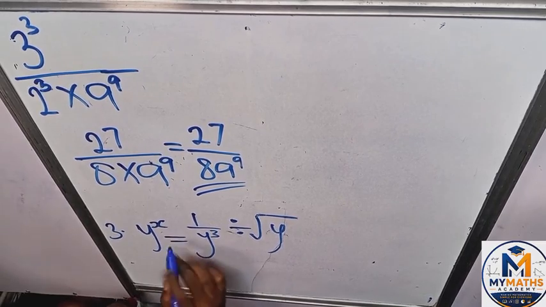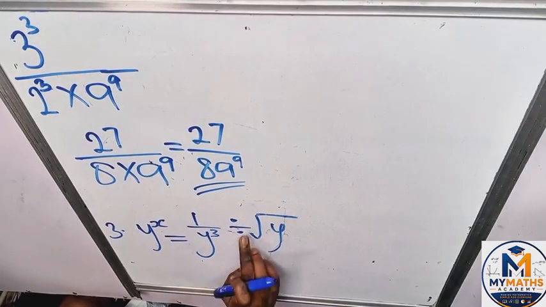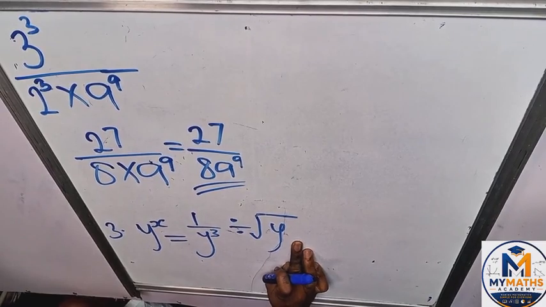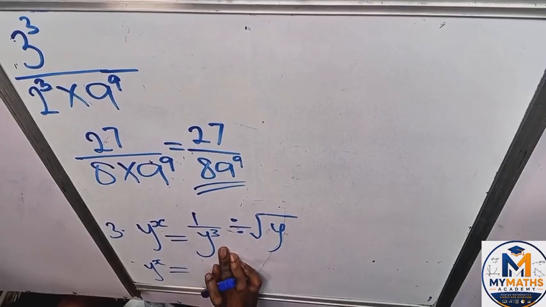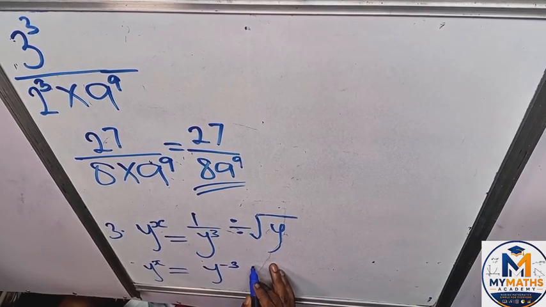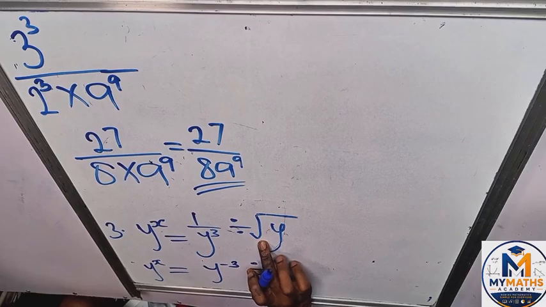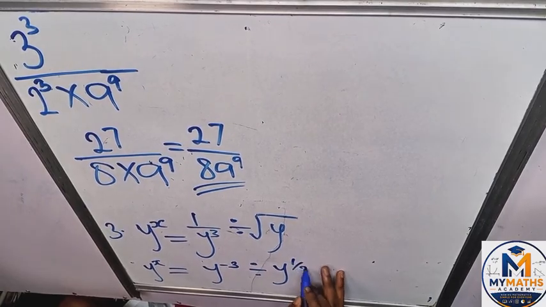y raised to power x is equals to 1 all over y raised to power 3, divided by the square root of y. So that means we're going to have y raised to power x equals to, I need to remove this thing from fraction and put it in an inverse form. So it's going to be y raised to power minus 3. Putting it in an inverse form, this is what it means. Divide by, remove this one from the roots and put it in power. So it's going to be y raised to power 1 all over 2.